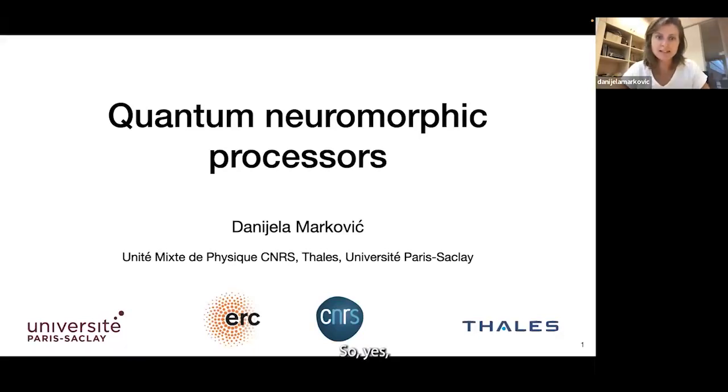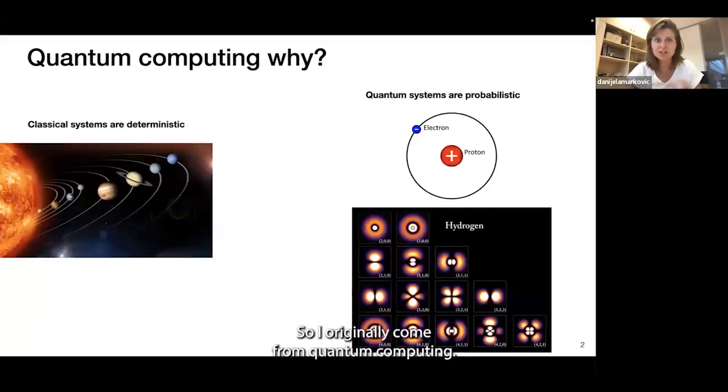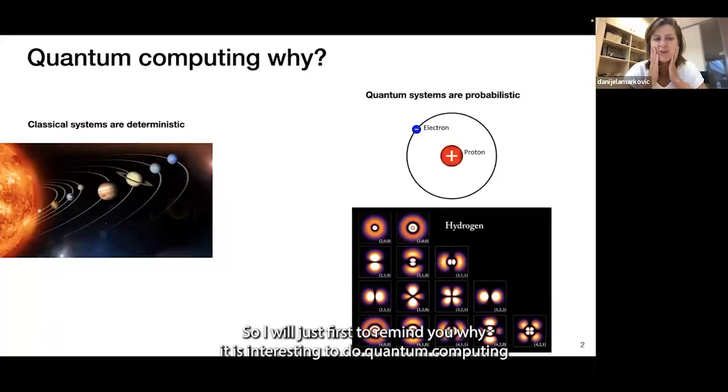So yes, I will tell you about quantum neuromorphic processors that we are building in our lab, which is at CNRS Thales. So that's some 20 kilometers south of Paris. So I originally come from quantum computing. So I will just first remind you why it is interesting to do quantum computing in case you're not used to hearing these motivations often.